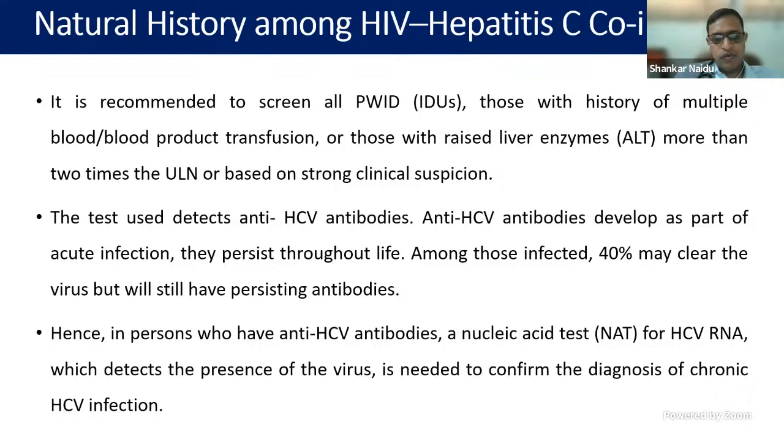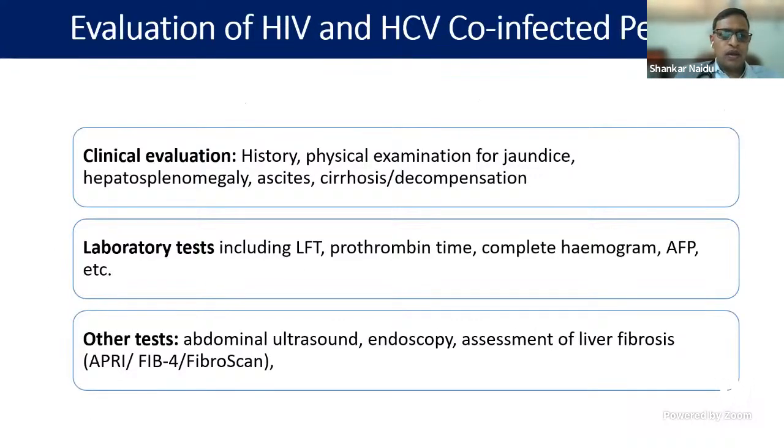This is slightly different from what we follow for hepatitis B, where hepatitis B surface antigen detection would entail the initiation of anti-HBV therapy, whereas in hepatitis C, the presence of just anti-HCV antibodies is not enough. We should always confirm chronic hepatitis C infection by testing the HCV RNA levels. Again, the clinical evaluation, laboratory testing, and other basic workup is similar to what we have seen with hepatitis B co-infection. And also, we should stage the liver disease as per the Child-Pugh severity of the liver dysfunction.